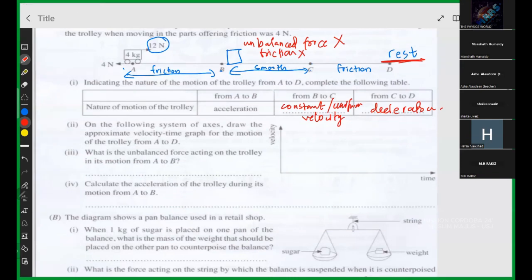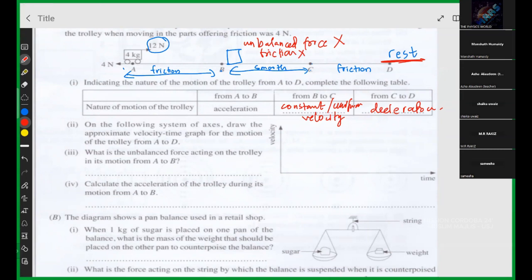Ma'am, is it wrong if we write only velocity? Yeah, it's wrong if you write only velocity because velocity can change. In this, acceleration is changing velocity. So if you write only velocity here, it's wrong anyway. They won't give you marks. You have to mention constant or uniform. Okay.